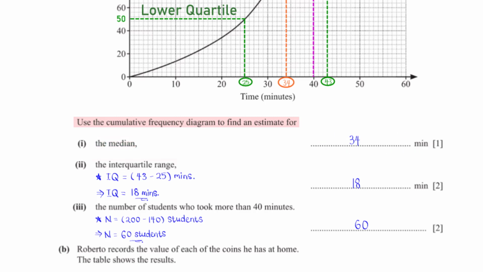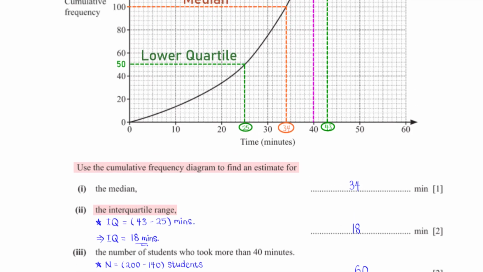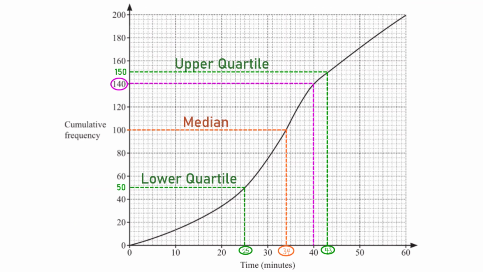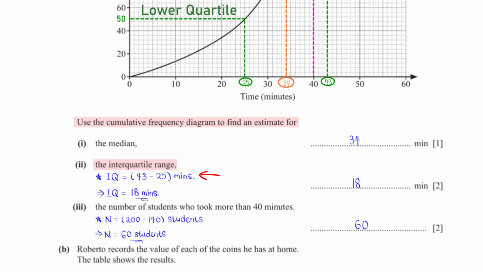Find an estimate for the interquartile range. The interquartile range is equal to the upper quartile minus the lower quartile. For the upper quartile, we need to map 3/4 of 200, which is 150 on the diagram, and this gives us 43 minutes. For the lower quartile, we need to map 1/4 of 200, which is 50 on the diagram, and this gives us 25 minutes. When we subtract 25 minutes from 43 minutes, we get our final answer as 18 minutes.